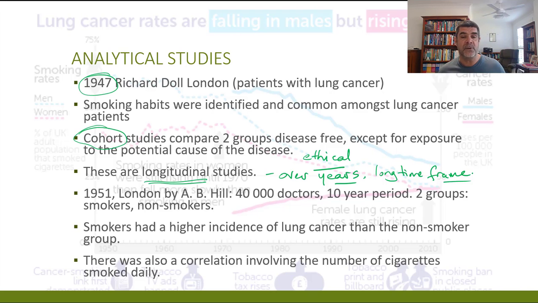So in 1951, there was a very important study involving 40,000 doctors over a 10-year period who were looking at groups of patients, smokers and non-smokers, and as much as possible trying to make comparisons between the two groups so there was some level of homogeneity. So it wasn't the age of the groups, it wasn't the gender of the groups, it wasn't the occupation of the groups, it was actually the fact that they were either smokers or non-smokers. This was believed to be the key factor.